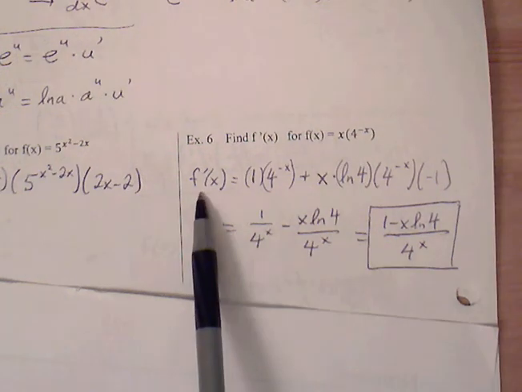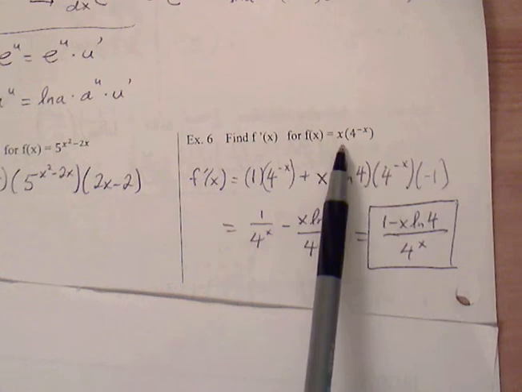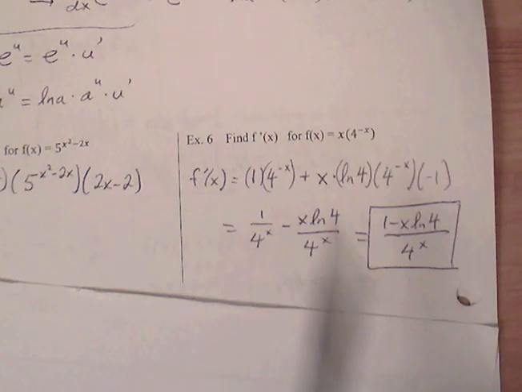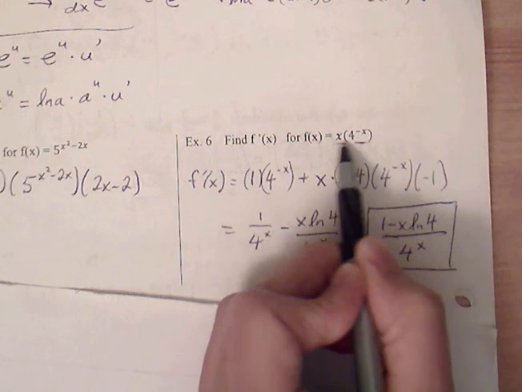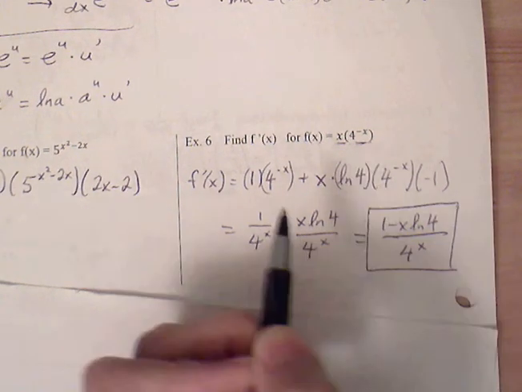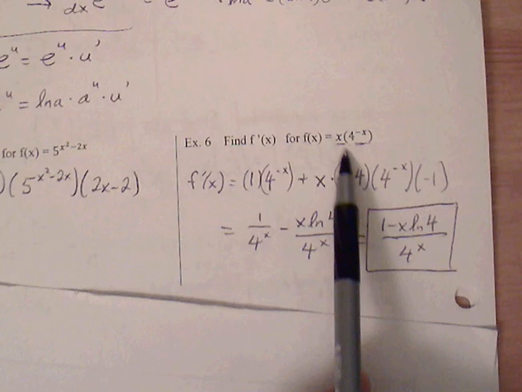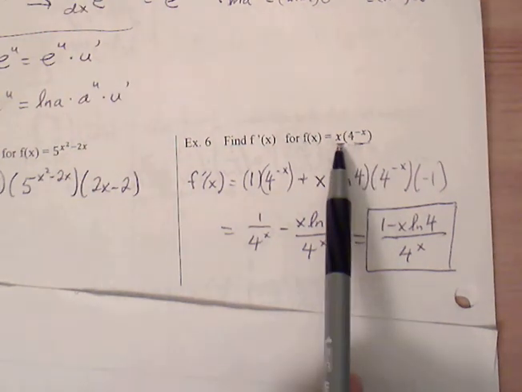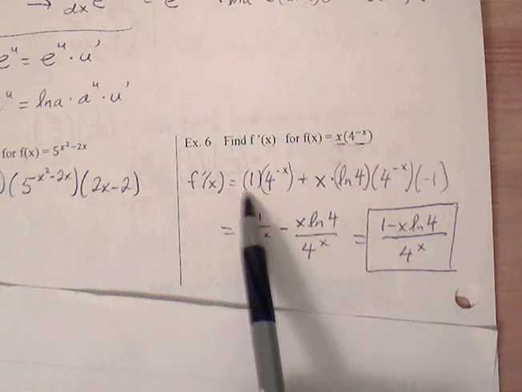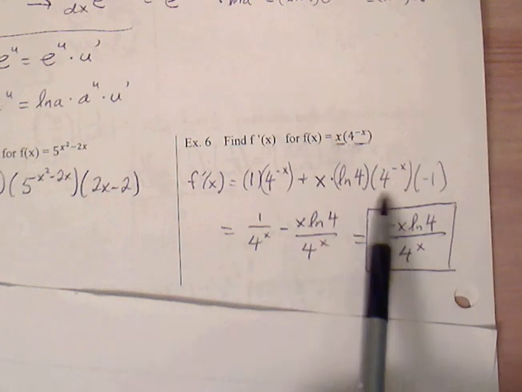Okay. Example 6, f prime of x. If we want to find the derivative for this, we have to go through product rule. Notice that x and 4 to the negative x are put next to each other, being multiplied together. So we have to go through product rule if we want to find the derivative. So f prime g plus f times g prime.